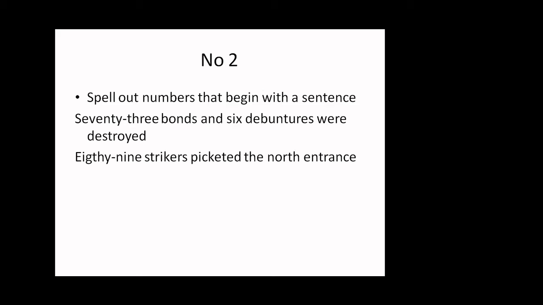Spell out the numbers that begin a sentence. Suppose when you are beginning a sentence, you have a number. If I write 73 in the beginning as a figure, it does not look nice. So when you want to start the sentence with a number, there is no other way out: don't write the figure in the beginning, spell it out. Seventy-three bonds and 6 debentures were destroyed. Similarly here also, eighty-nine strikers picketed the north entrance. Again, don't write the figure, write the words. So this is the second rule for the number.